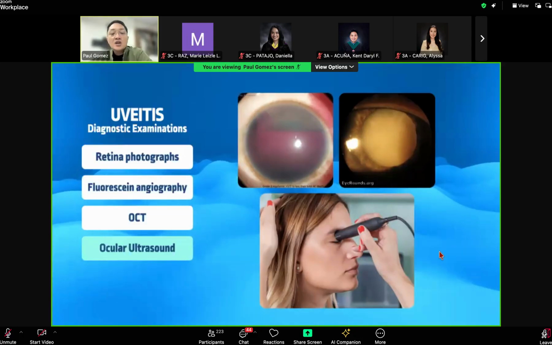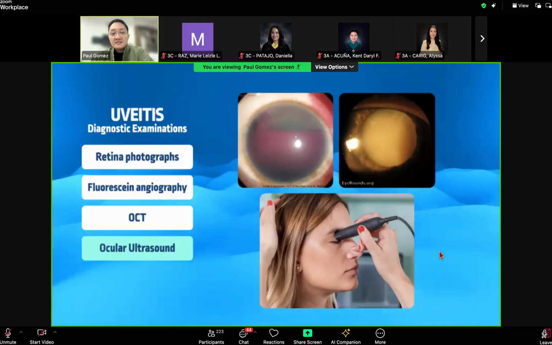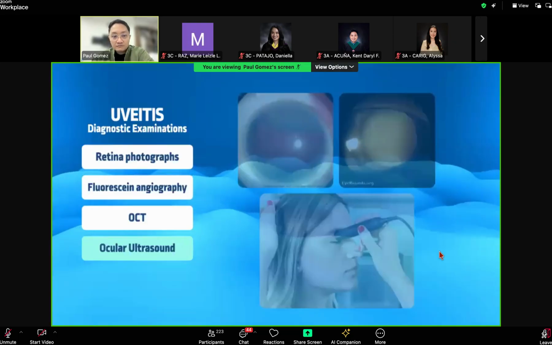So, for example, in these top photos, there is a large hyphema in the anterior chamber. The lens, the cataract, may be really thick or brunescent, and there might be some form of vitreous hemorrhage or haze that may impede the view of the retina. And in these cases, an ocular ultrasound can be ordered.